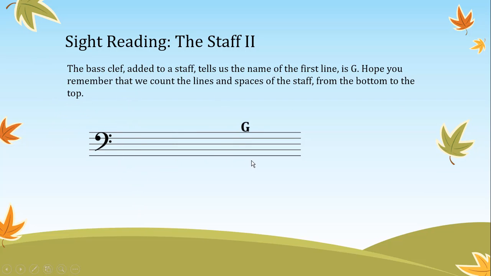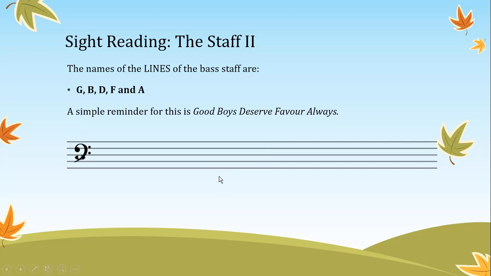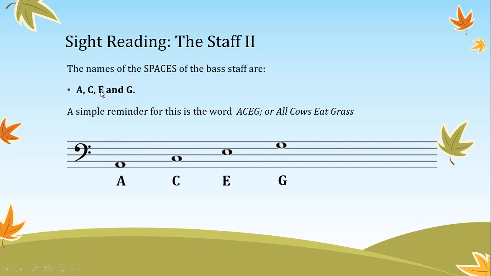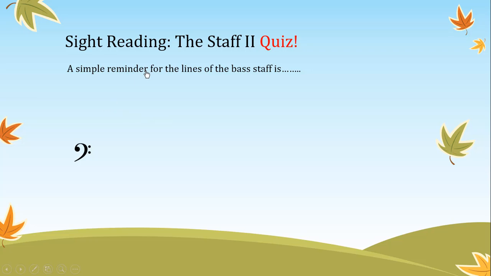See, the first line becomes a G. With the treble clef, that first line was E, but because we have a different clef now, this first line is not E anymore, it has changed to a G, okay? And all the lines will go G, B, D, F, A. A simple reminder for this will be good boys deserve favor always. The spaces of the bass staff will go A, C, E, G. And a simple reminder for this will be all cows eat grass.